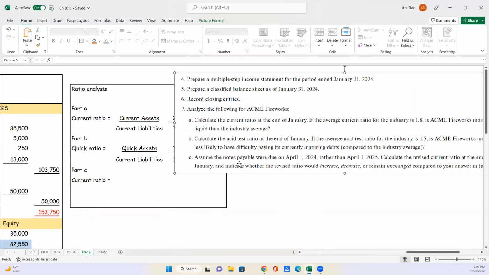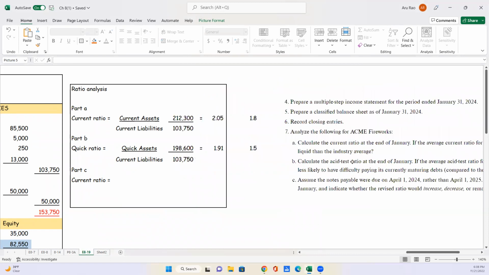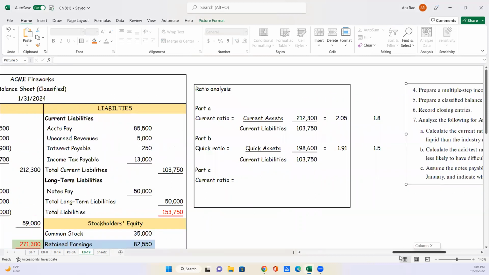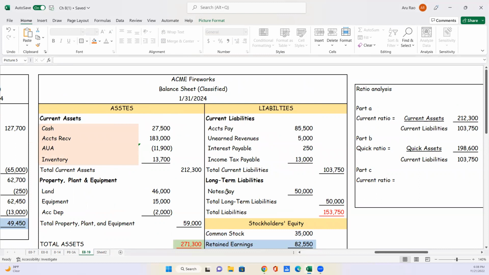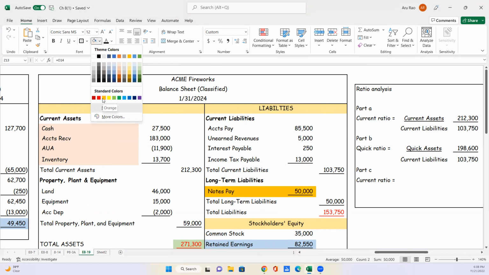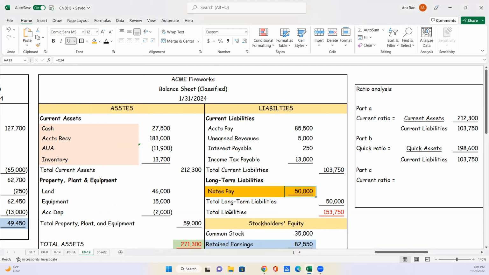Assume that the notes payable are due on April 1st of 2024 rather than April 1st of 2025. What happens to our classification? So go back to that classified balance sheet. What they're saying is this number over here, this 50,000, it's not due next year. It's due 3 months from now. What happens is that it becomes a current liability. It's the current portion of your debts that are maturing. All 50,000 are maturing.